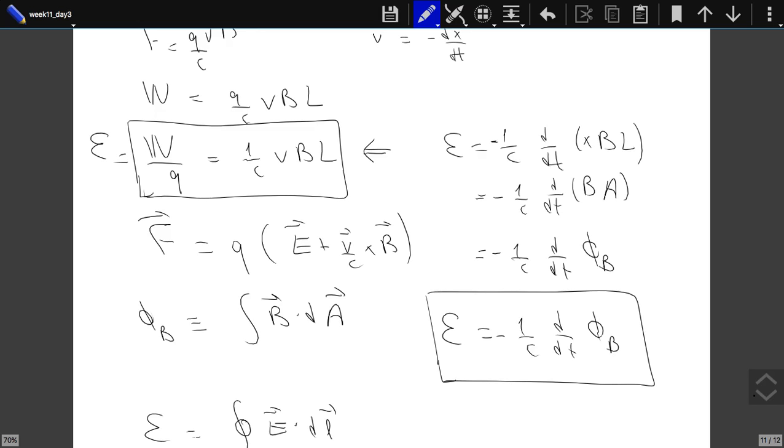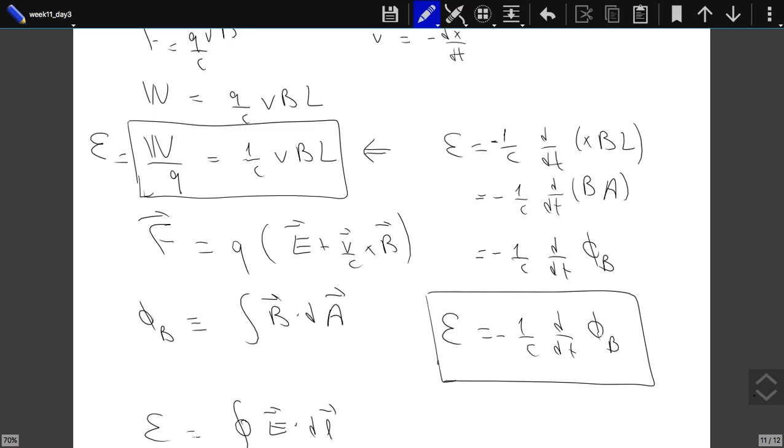And then we took a big leap. We claimed that this relation holds even if the flux changes due to a changing B field. That was the assumption. It's an assumption that should be tested by experiment. We didn't derive it. There's no derivation for that. And when we do those tests, we can verify that whatever the reason for the flux change, be it the change in the area, the change in the B field, or both, the induced EMF is always minus 1 over c times the derivative of the flux.